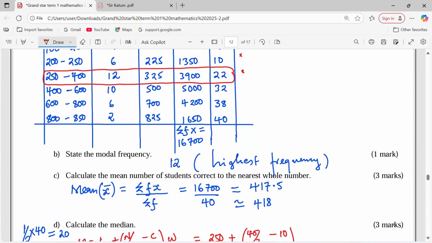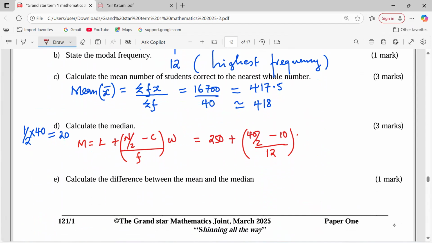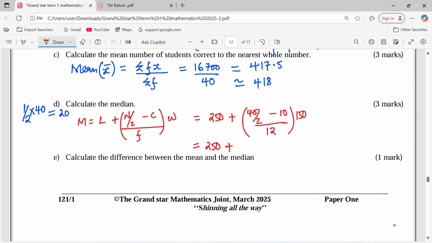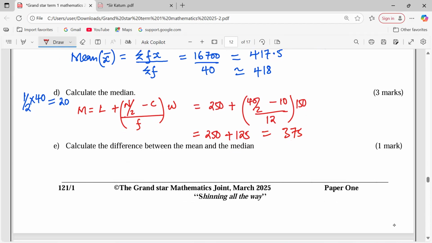The class width is from 250 to 400. That is 150. So 250 plus, I'm taking 40 over 2, which is 20, minus 10, giving us 10, times 150 out of 12. That gives 125. When this is added to 250, we get 375. So the median is 375.